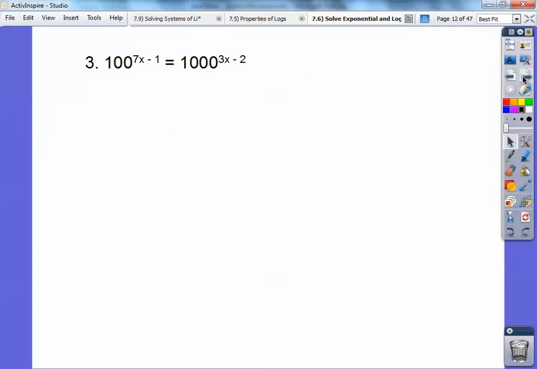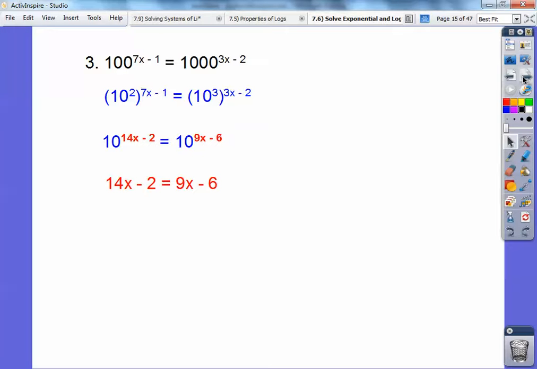All right, same thing here. These are both powers of 10, 10 squared and 10 cubed. Powers to powers, you multiply, and now we have 10 to a power, 10 to a different power. Now set the powers equal to each other, and you end up getting x equals negative 4/5.